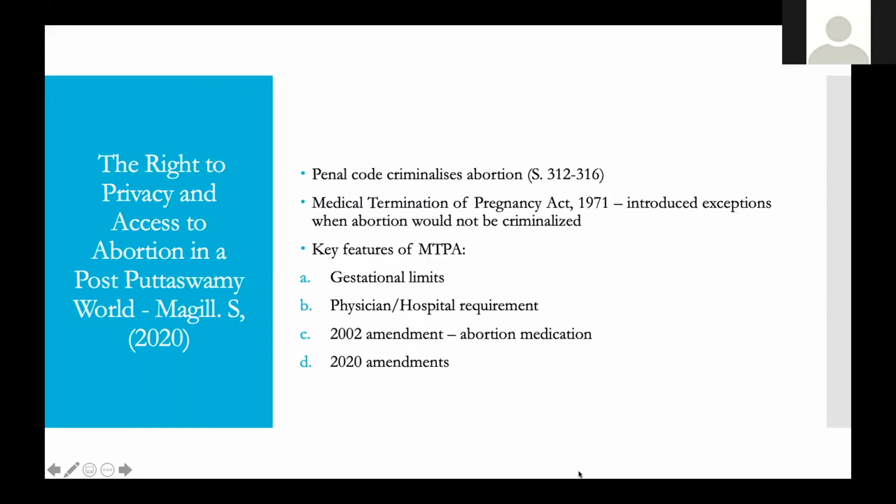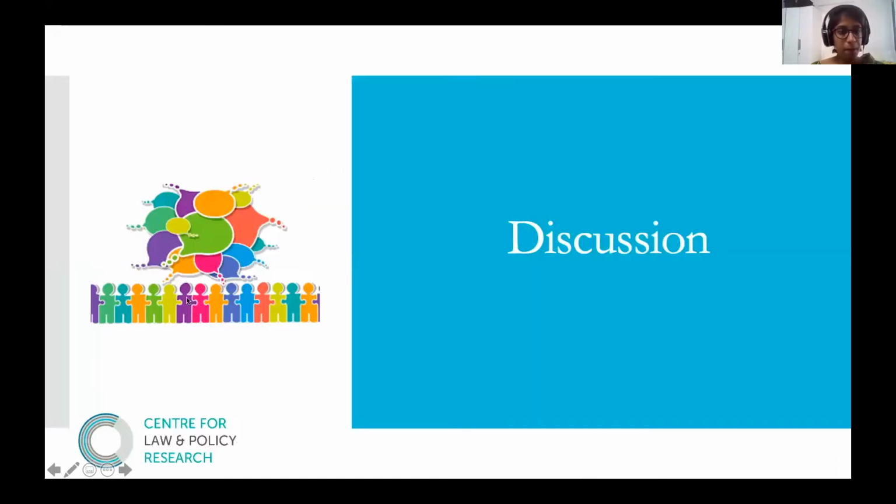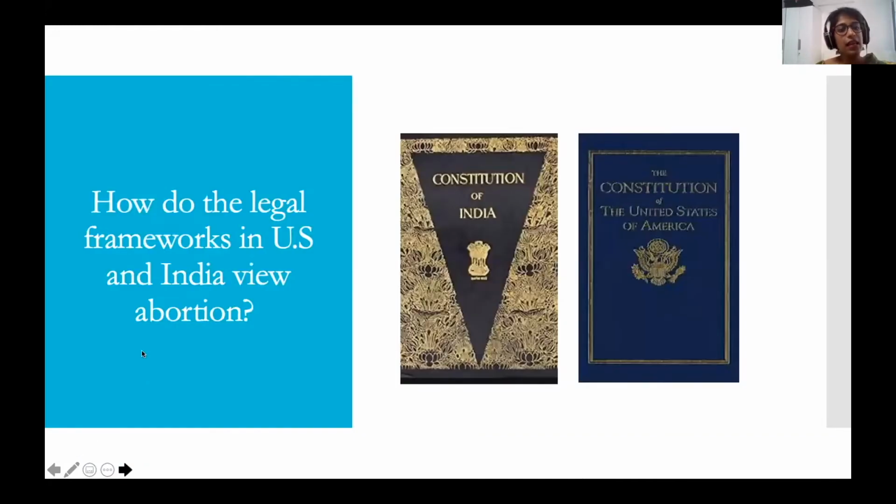With these two in mind, and some of the questions that we discussed in the previous session on individual choice and personal autonomy, I think it would be nice to now open the floor to discussion. It's the next slide which has the question. To understand how the legal frameworks in the US and India view abortion, you can maybe first say what you feel, and then I will try to steer the discussion to some of the points that we can address.